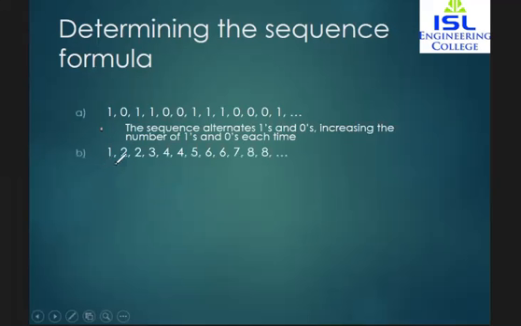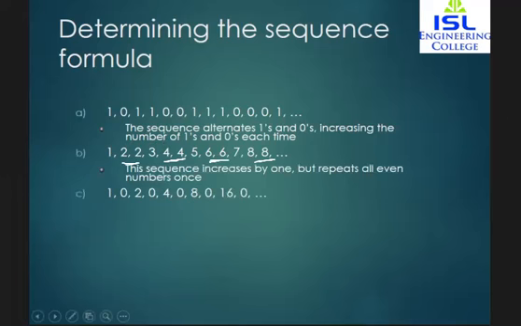And over here we have 1, 2, 2, 3, 4, 4, 5, 5. So this sequence is increasing by 1 and the next number is being repeated. Here 1 is being written once, 2 twice, 3 once again, 4 twice. If you notice, these are even numbers being repeated twice, while the odd numbers are being written once, and we are keeping on increasing the value.